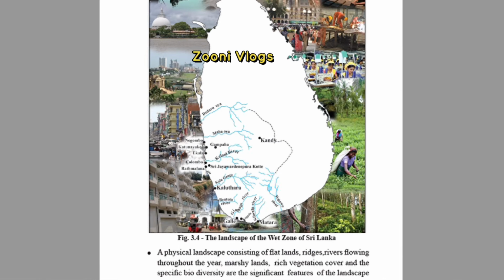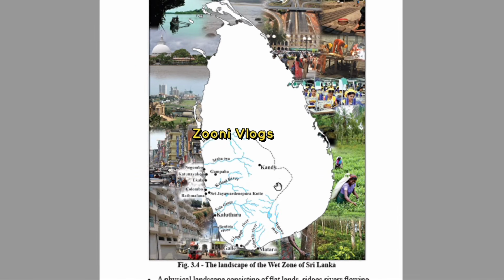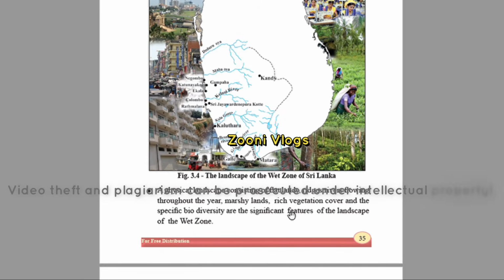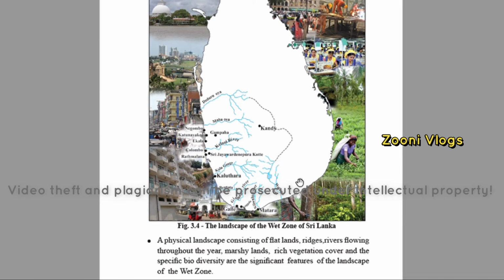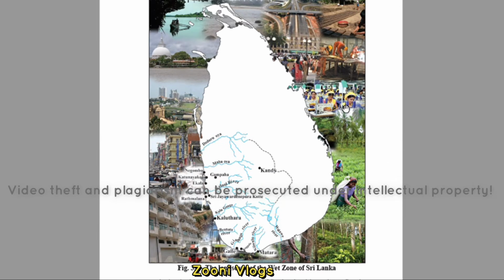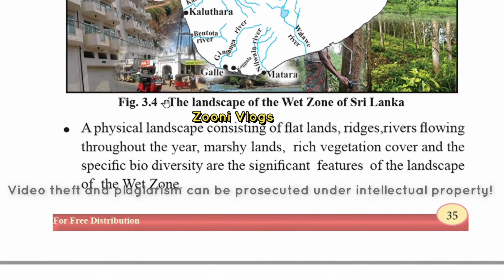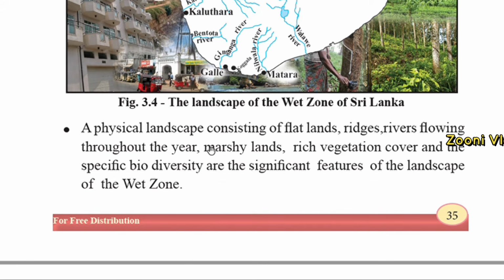Now you can see here a Sri Lankan map. You can see Kandy, Deduru Oya, Maha Oya, Gampaha, here the Kelani River, Sri Jayawardenepura Kotte, Walawe River and many more things you can see. The landscape of the wet zone of Sri Lanka. Here we can see a diversity. A physical landscape consisting of flat lands, ridges, rivers flowing throughout the year, marshy lands, rich vegetation cover, and the specific biodiversity are the significant features of this landscape of the wet zone.